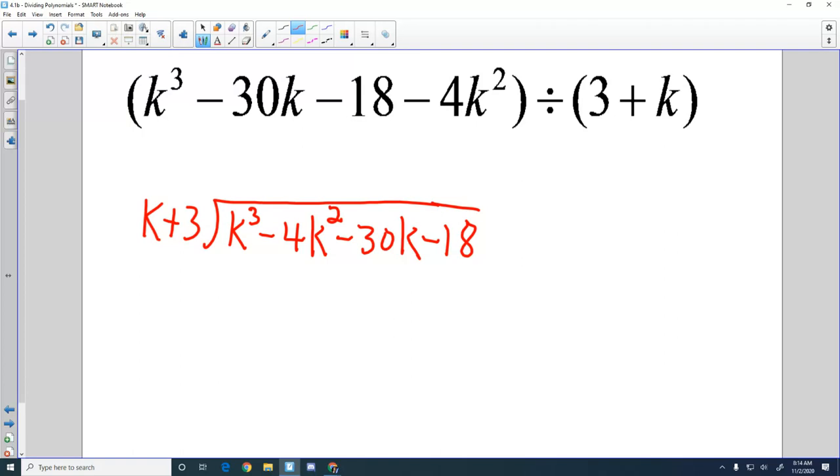All right, working through it. So you take this and you multiply it by that. So that'd be k squared times k would be k to the third. And then take the k squared times 3. What does that equal? Yeah. And then subtract those.